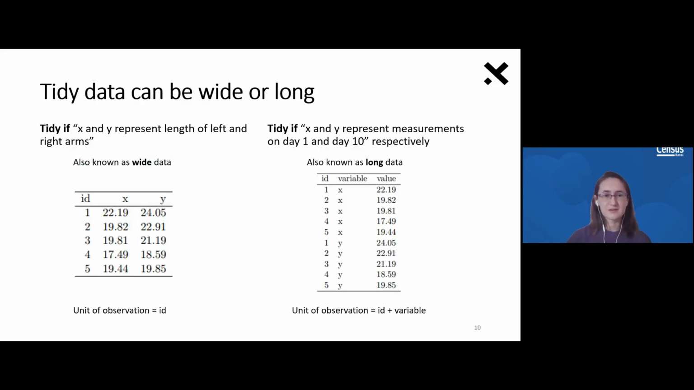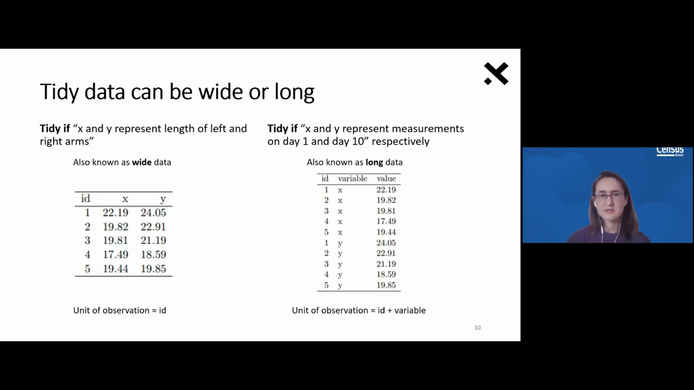And then this is where it gets maybe a little bit more complex: tidy data can be wide or long. Wide or long isn't specific to tidy data, it's just a data concept. The table you see on your left is known as wide data. A wide data table is tidy if X and Y represent the length, for example, of the left and right arms. And the unit of observation in this case is ID.